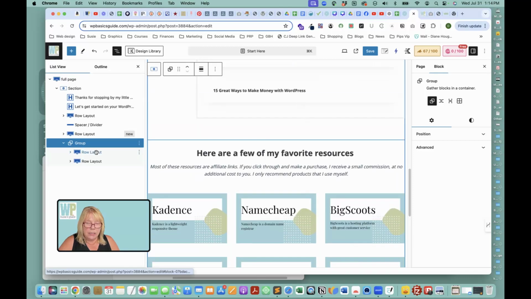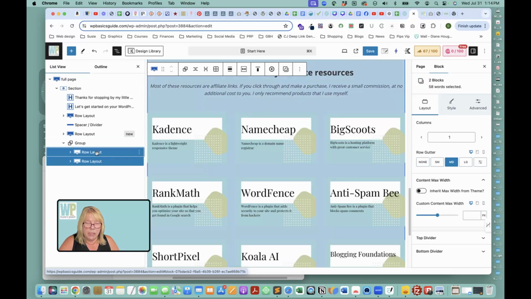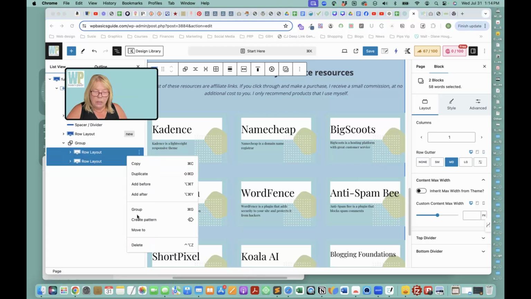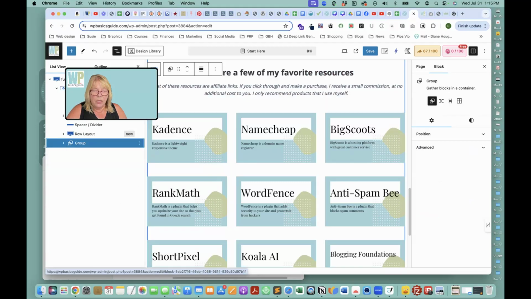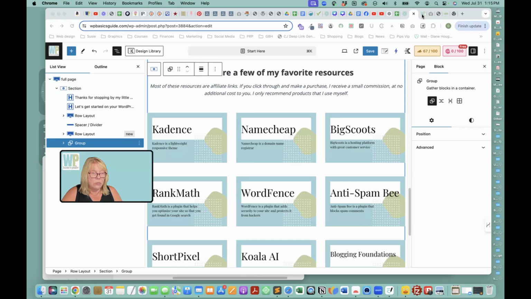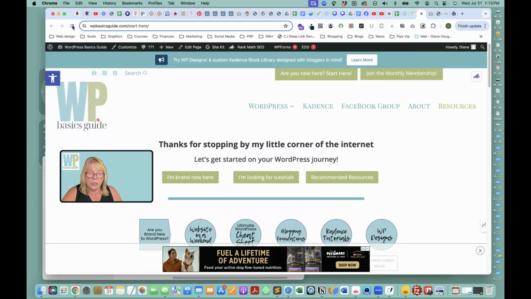So I selected those two row layouts here in the back end of my site. And if you just right click on it, you can group them. So that's what I did. I grouped them together. And now when you go to my website, I'm going to refresh this.